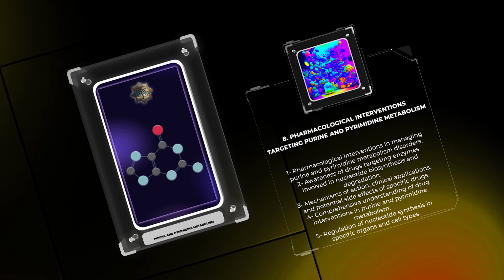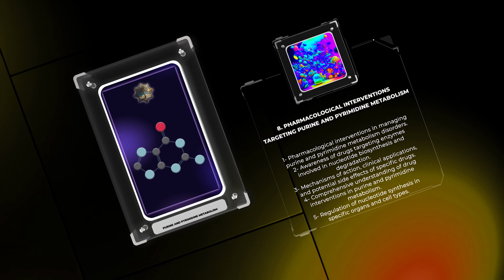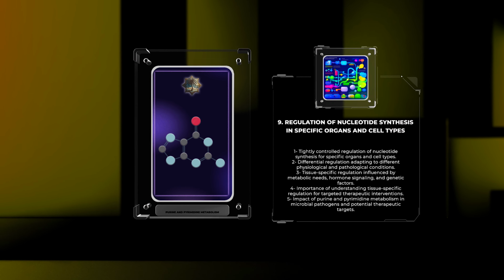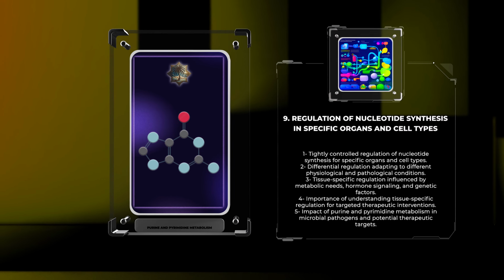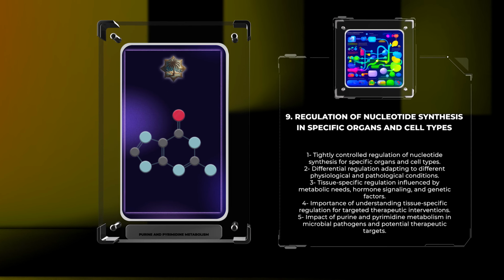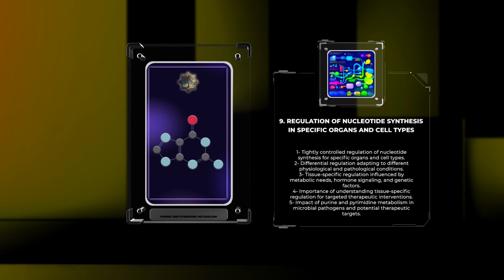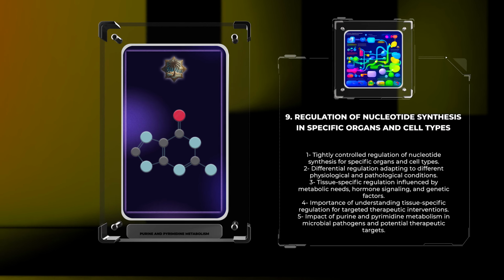As we progress through our lecture, let us now direct our attention towards the intricate regulation of nucleotide synthesis in specific organs and cell types. The regulation of nucleotide synthesis is tightly controlled, ensuring that the production of nucleotides meets the specific demands of different organs and cell types. This differential regulation allows cells to adapt to varying physiological and pathological conditions. In this section, we will explore the tissue-specific regulation of nucleotide synthesis pathways. We will discuss how these regulatory mechanisms are influenced by metabolic needs, hormone signaling, and genetic factors.